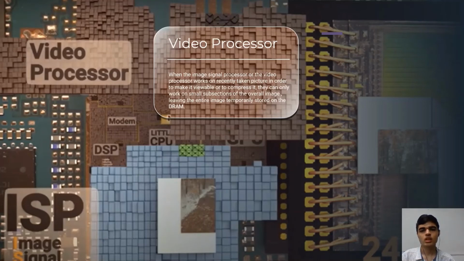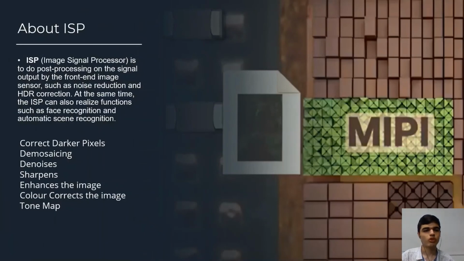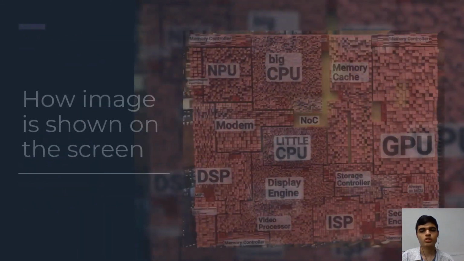The next step is for the image signal processor, or the ISP. It reads the uncompressed image data and performs several steps to make the image more dynamic and clearer. Here is the list of the functions performed. It generally color corrects the entire image. It then demosaics and denoises the image. It sharpens the image and enhances the image quality. It also color corrects the image and tone maps it to make the picture more vivid and clear.